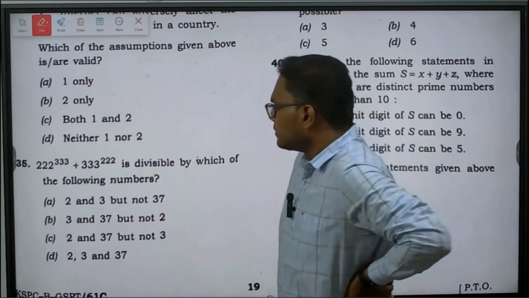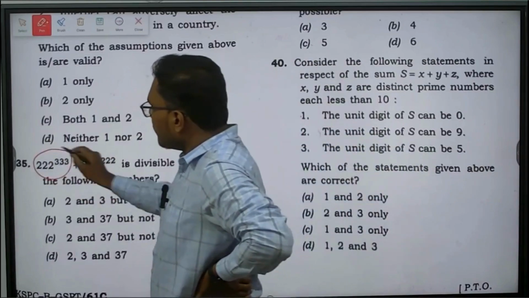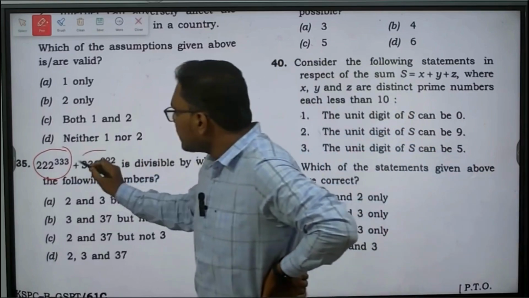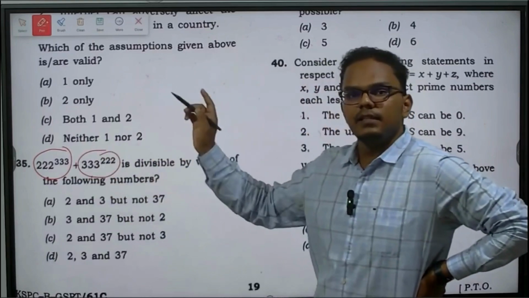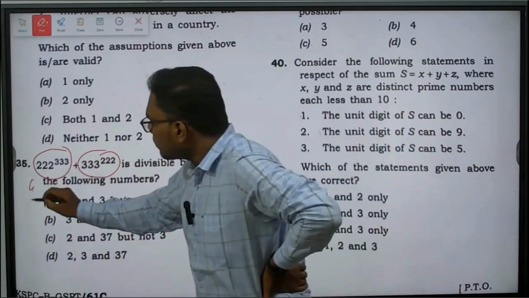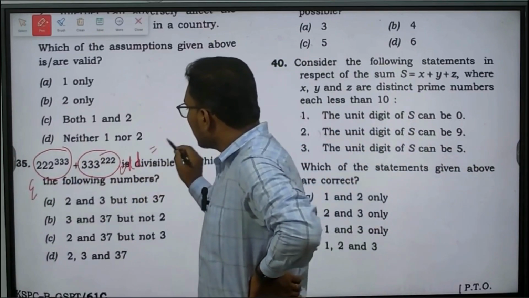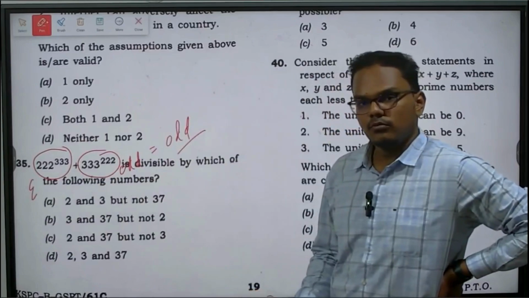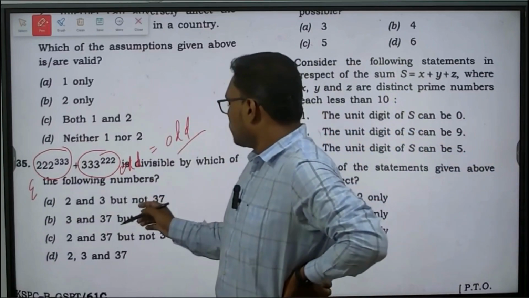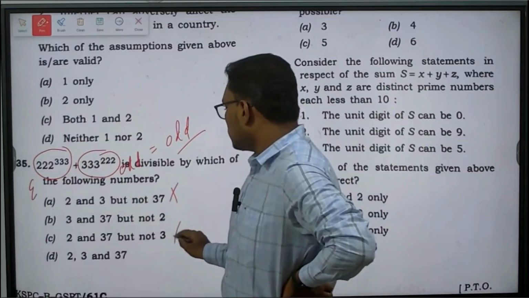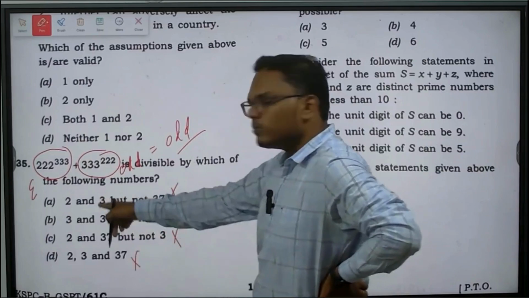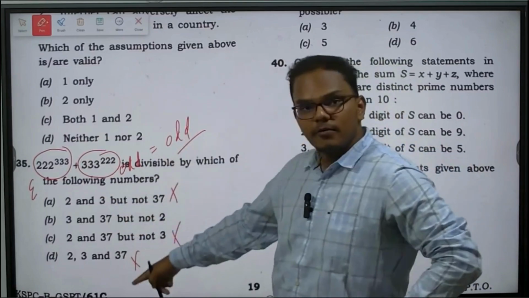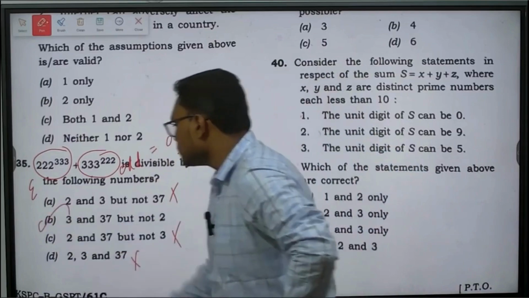See, your 222 is an even number. Your even number power anything is definitely an even number. And your 333 is odd. So your 333 power anything is odd. So what is this? Even plus odd, which is definitely odd. Can an odd number be divisible by 2? No. So this option is wrong. This is also wrong because all of these have 2, which says that 2 can divide that number. Your odd number cannot be divided by 2. So all three statements are wrong. So only this is right.